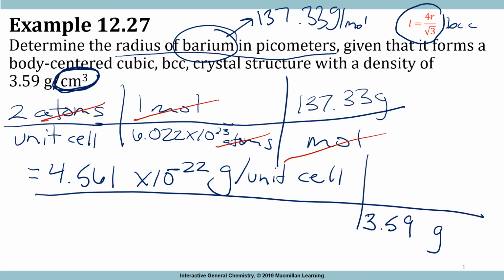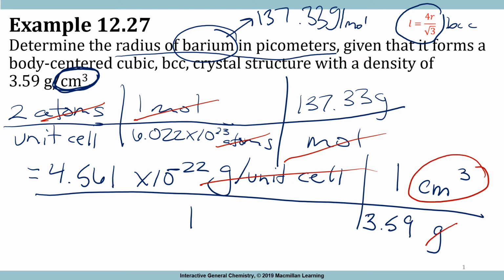So I'm left with 1 centimeter cubed on top. Because if you multiply them together, then you would just be getting grams squared, but we're actually trying to get rid of grams. So I'm going to put a 1 underneath, so at least now everything makes sense. And if I cancel out the grams, I'm left with just centimeters cubed by itself. So that's going to be 1.27 times 10 to the minus 22 centimeters cubed.